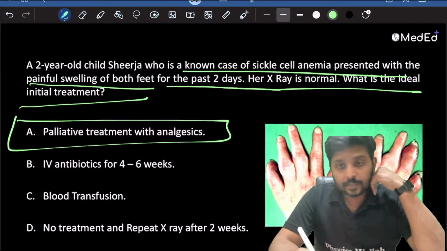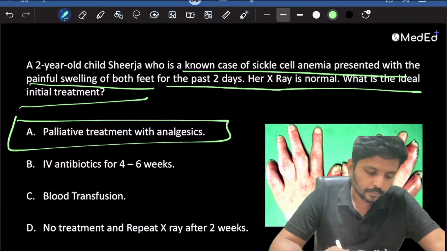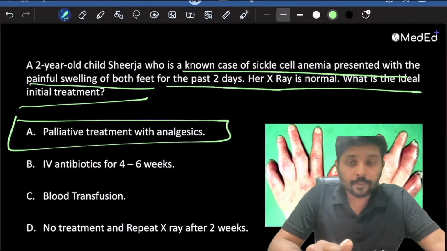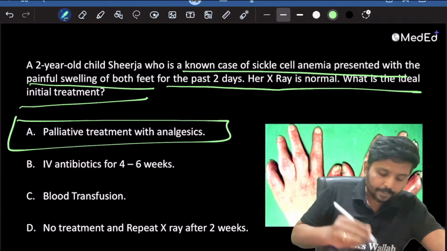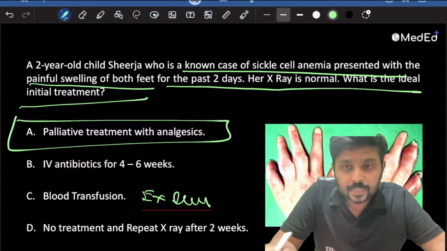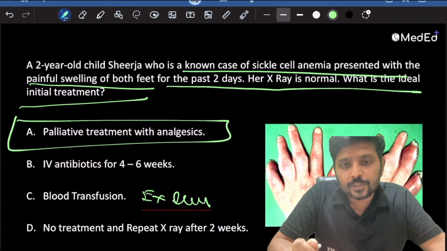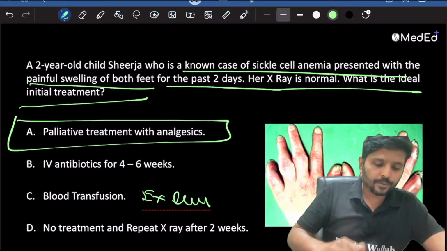The treatment of choice is palliative treatment with analgesics. That's it. But if you have acute chest syndrome or stroke, the treatment of choice is exchange transfusion. Remember, the treatment of choice in case of acute chest syndrome or a stroke is exchange transfusion, not merely giving an analgesic. And the preventive treatment for sickle cell anemia is giving hydroxyurea, lifelong hydroxyurea.